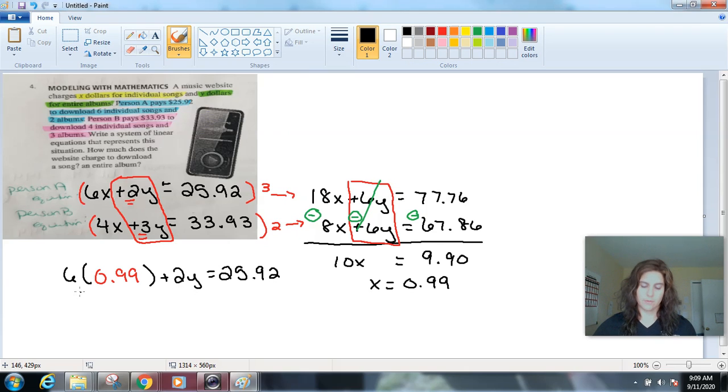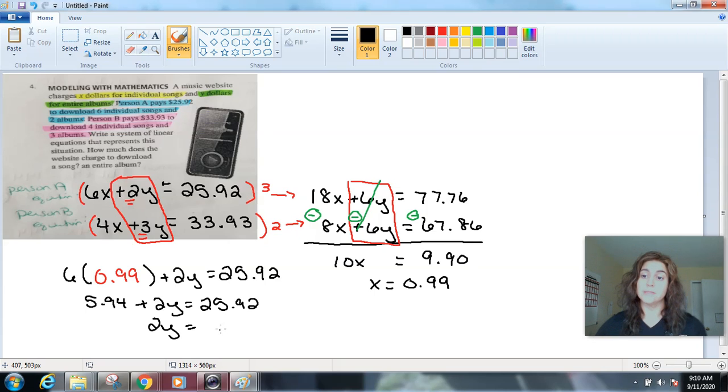And now we're solving for our y. So 6 times 99 is 594. And again, it's just a matter of solving from here. And if you need to show all the work, show all the work. If you don't, that's okay. I do need to see some. I need to see the plugged in and simplifying as best you can. I would subtract 594. When I do that from 2592, it's 1998. And y equals 999.